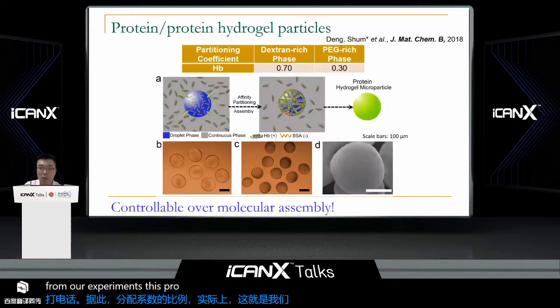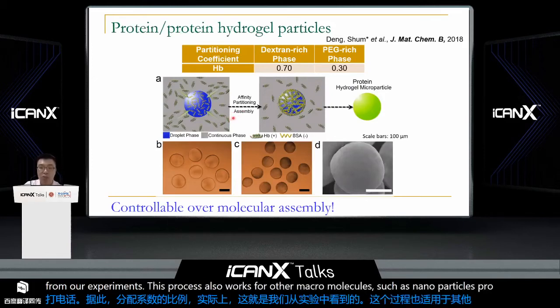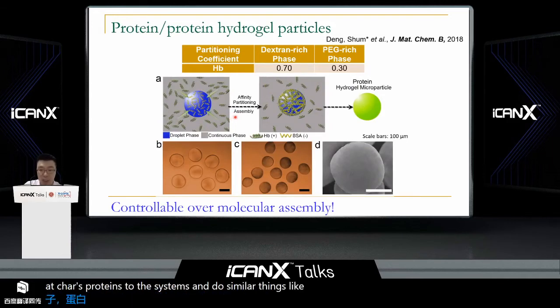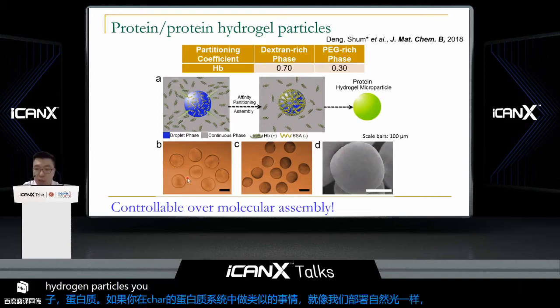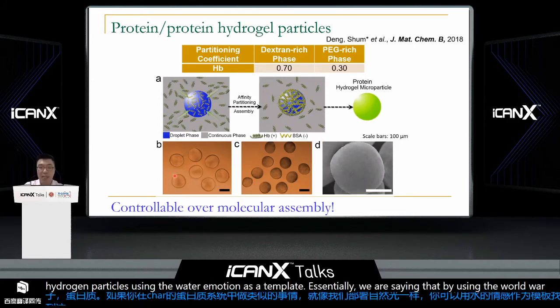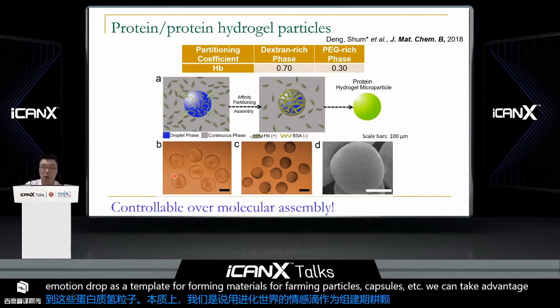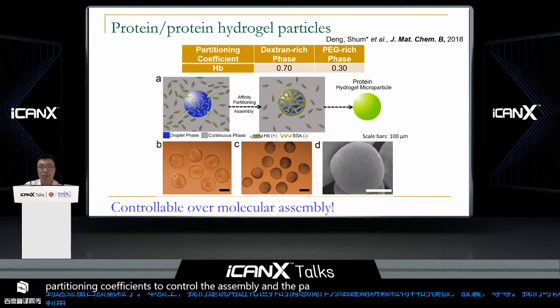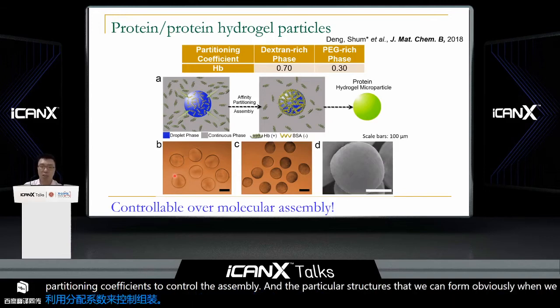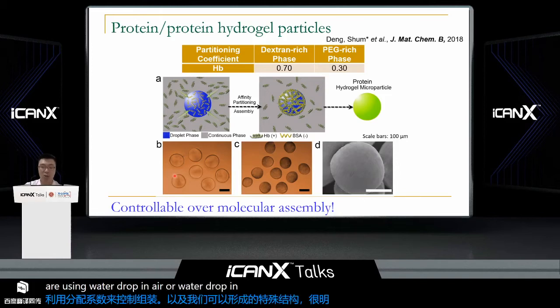This process also works for other macromolecules such as nanoparticles and proteins. If you add charged proteins to the systems and do similar things like we did with the polyelectrolyte, you can form these protein-protein hydrogel particles using the water-water emulsion as a template. Essentially, by using the water-water emulsion drop as a template for forming particles, capsules, etc., we can take advantage of the partitioning coefficients to control the assembly and the particular structures that we can form. Obviously, when we are using water droplets in air or water droplets in oil, we cannot observe the same things because we do not have these partitioning properties.